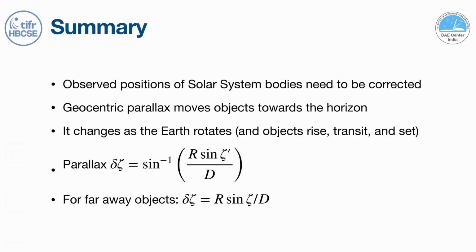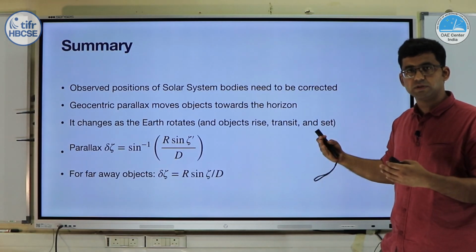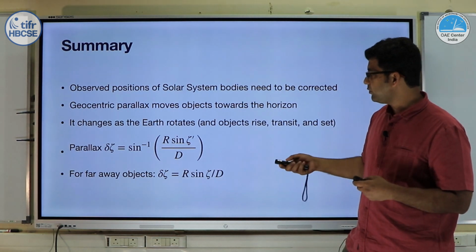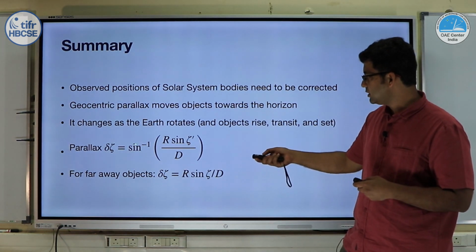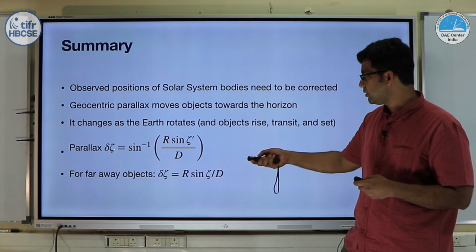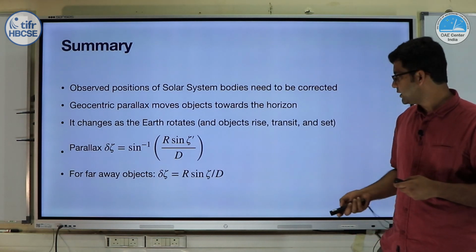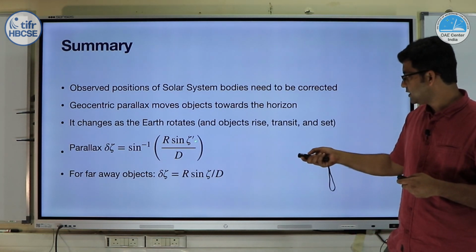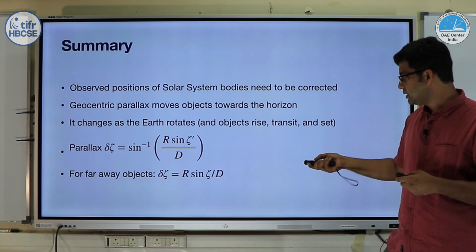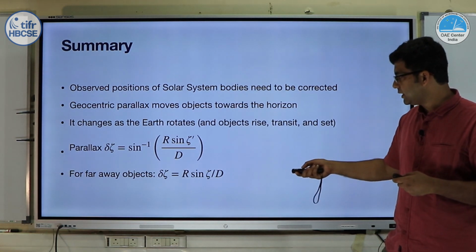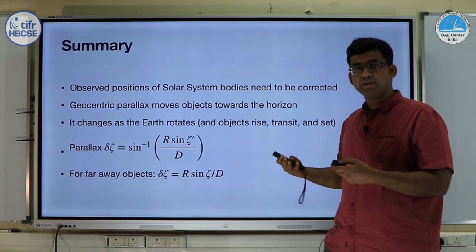The parallax which you get is the sine inverse of r sine zeta prime by D, where zeta prime is the observed zenith angle, and for far away objects this can get simplified, because sine inverse of a small quantity would be the small quantity itself, and zeta prime will approximately be equal to zeta. So, for far away objects, delta zeta is equal to r sine zeta by D.